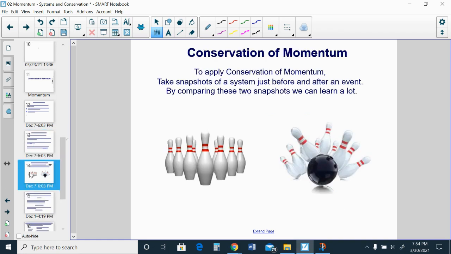To apply this, what we do is we take snapshots of a system just before and after an event. By comparing two snapshots, we can learn a lot. So, imagine you have your bowling pins at one moment, and then the next, a bowling ball is coming in and applying a force and changing the momentum of that system that was previously closed.